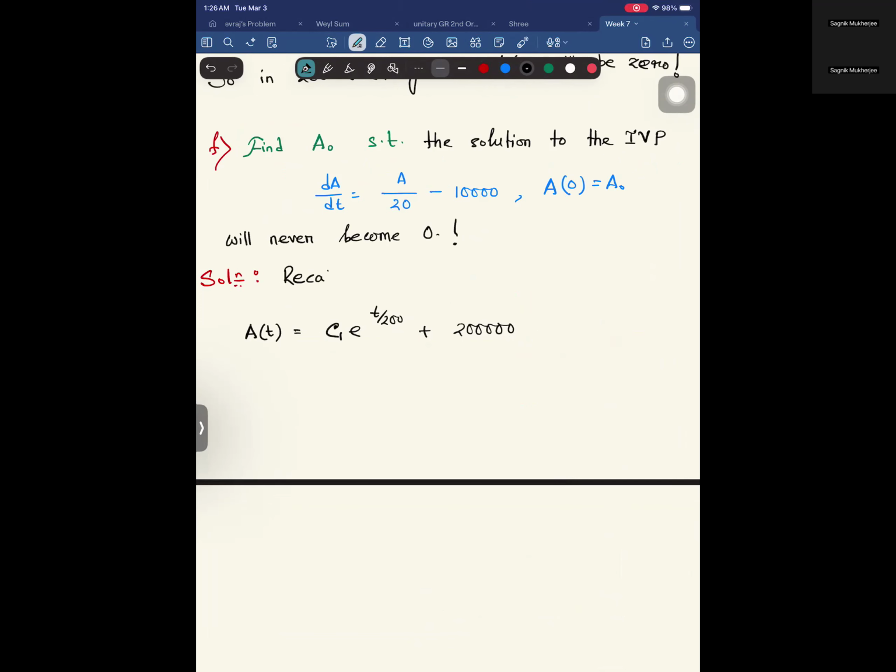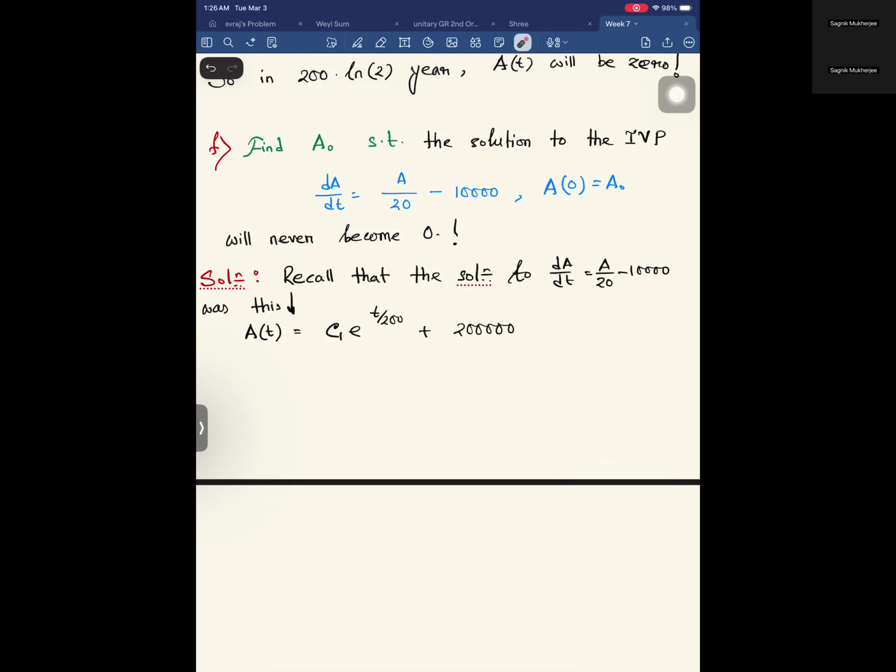Recall that the solution to the differential equation without the initial value was this. Since I have not invoked any initial value computation, I don't yet know what this constant c is. But there is some constant c. If you assume some initial value, then this constant will be evaluated.